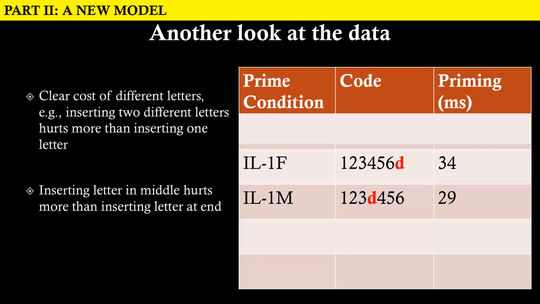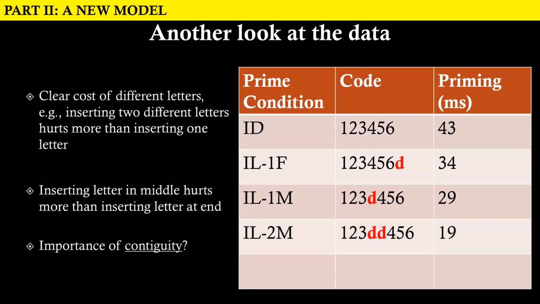Now that difference is only 5 milliseconds, but because of the precision of the priming effects in the FPP, we can be sure that that is a meaningful difference. And I want to propose that that difference reflects the importance of letter contiguity. When we insert the letter at the end, we preserve the contiguity of the 3-4 letter pair, whereas that contiguity is disrupted if we insert the different letter in between letters 3 and 4.